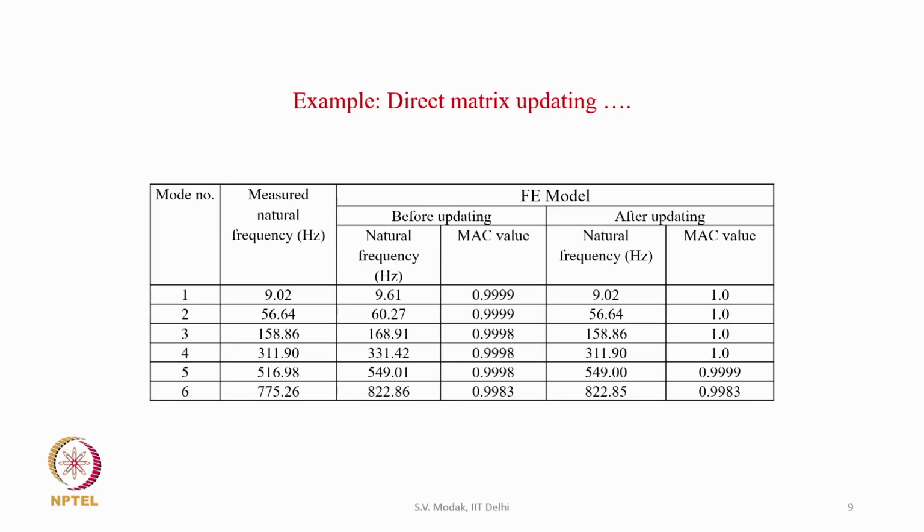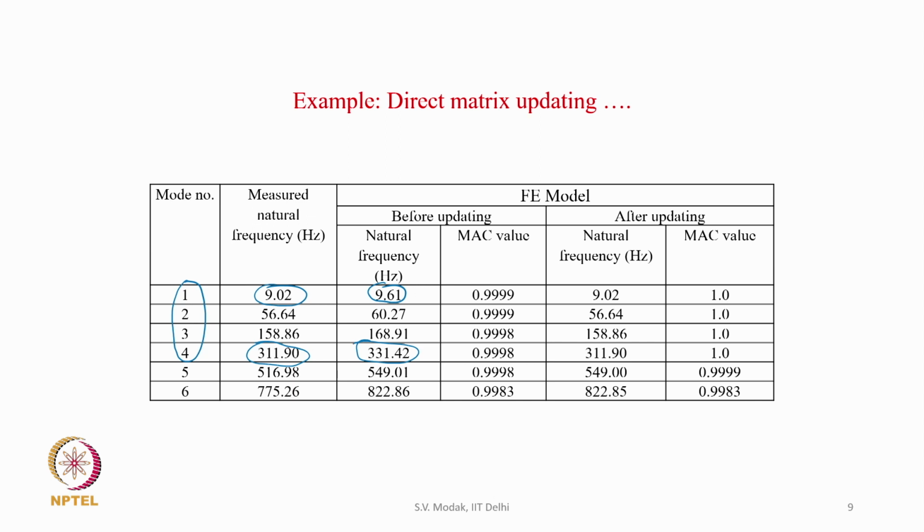So, this is the comparison of the measured natural frequencies and the natural frequencies and mode shapes, in terms of MAC values, before and after updating. We used the first 4 modes in updating. The natural frequencies before updating have certain error. For example, the first measured natural frequency was 9.02 hertz, but the natural frequency before updating, based on the initial FE model, is 9.61. The fourth measured natural frequency is 311.9 hertz and the corresponding frequency based on the FE model is 331.42 hertz. So, there is a substantial error.